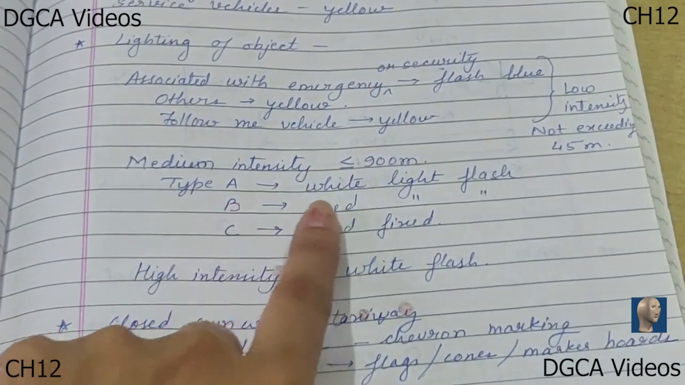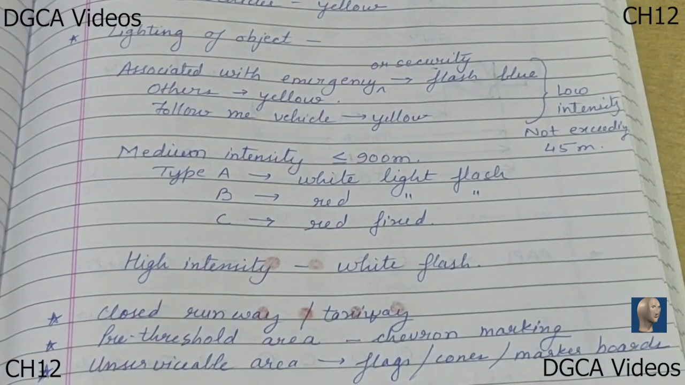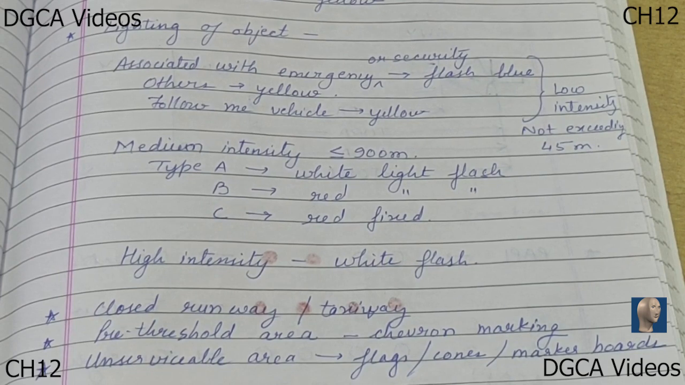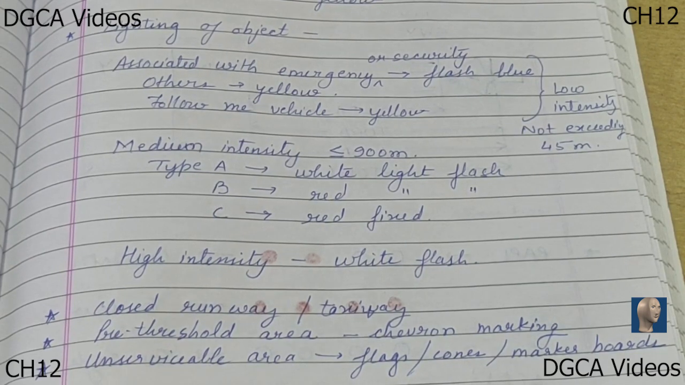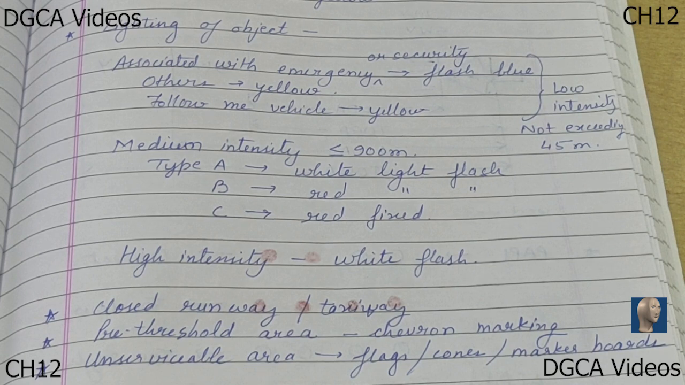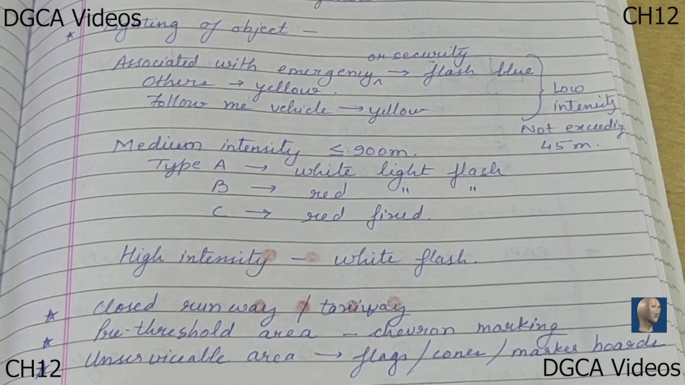Medium intensity lights are those whose intensity won't go beyond 900 meters. In that case, type A will be white flashing lights, type B will be red flashing, and type C will be red fixed. Then finally, high intensity will be white flashes, which will be going beyond 900 meters.